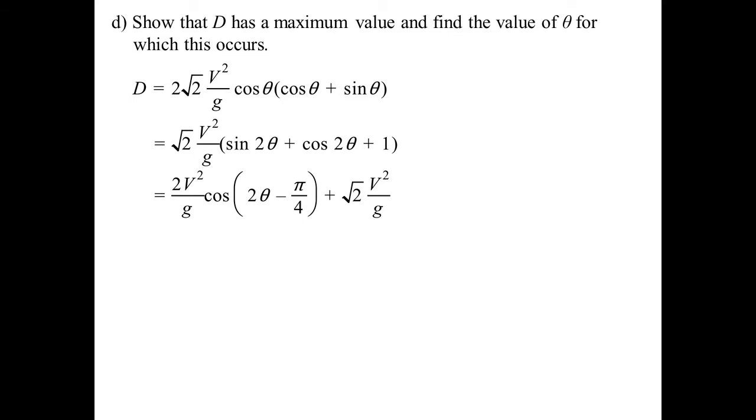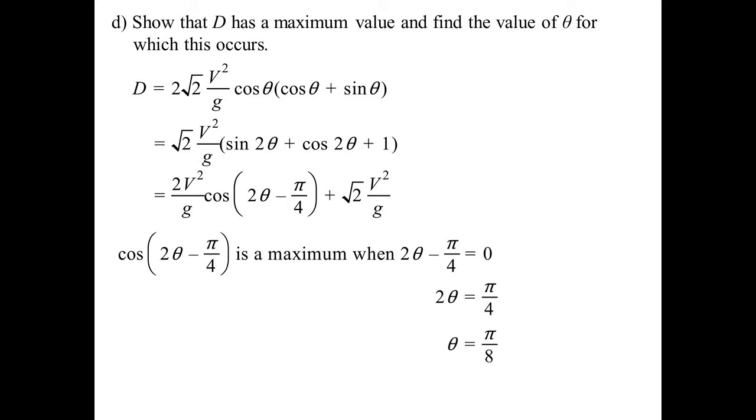The maximum of the trig function would be the amplitude, which is 2v squared on g, but in this case I would have to also add on root 2v squared minus g. So I know it'll be a maximum when that is equal to 0, because the cos of 0 is 1. So it'll be pi on 8 is when it happens. And I didn't actually find it.